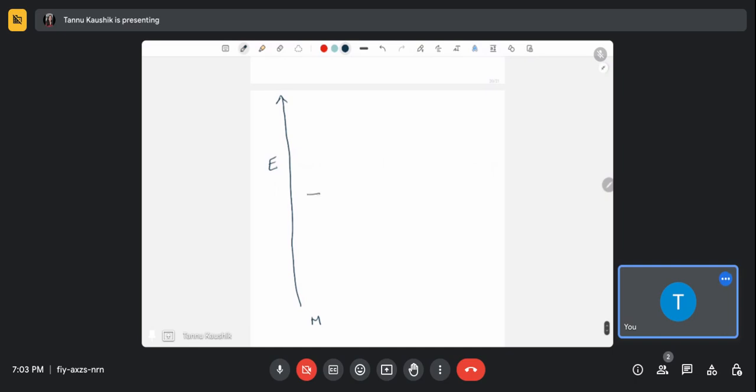So the metal has symmetry of T2G and EG. T2G has three dimensions and EG has two dimensions. So we have five T2G and EG orbitals.